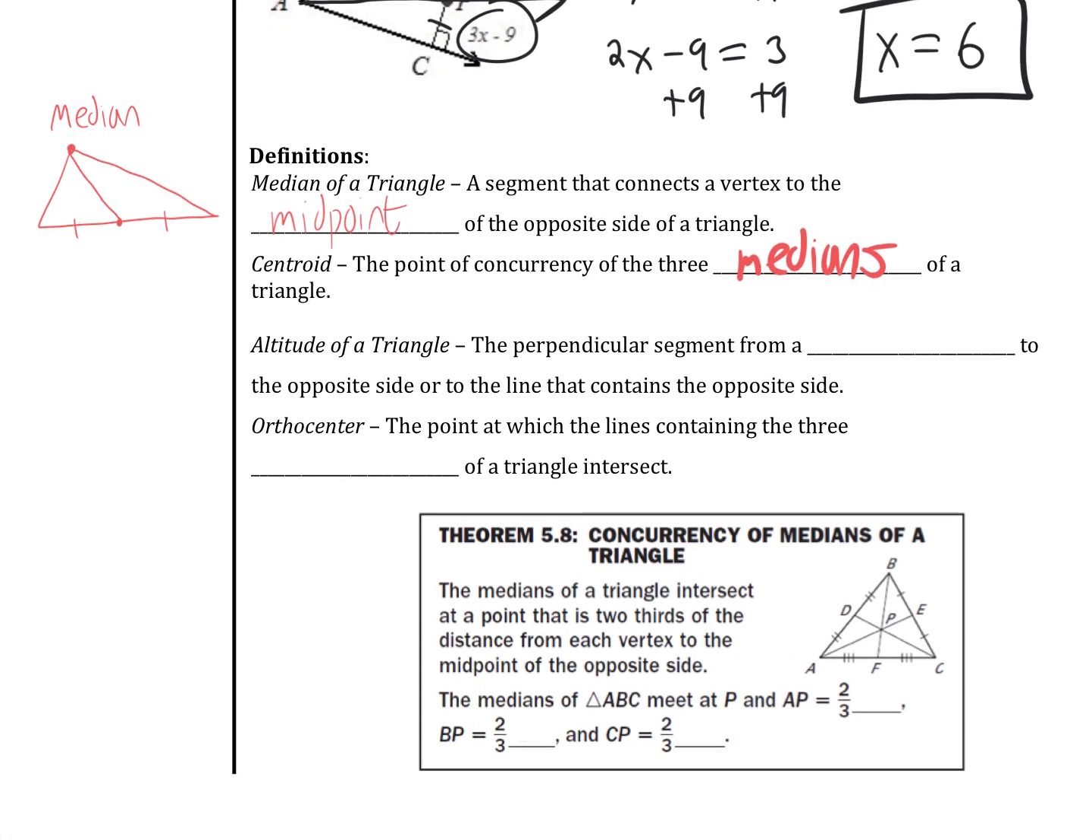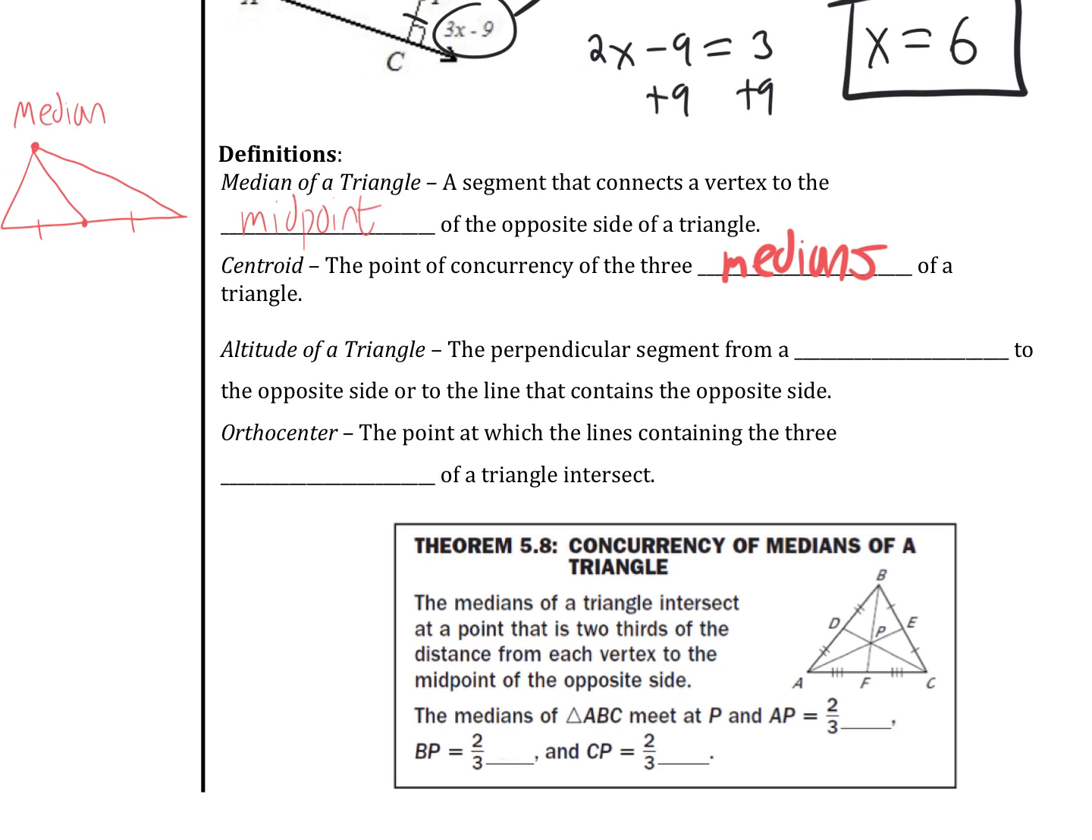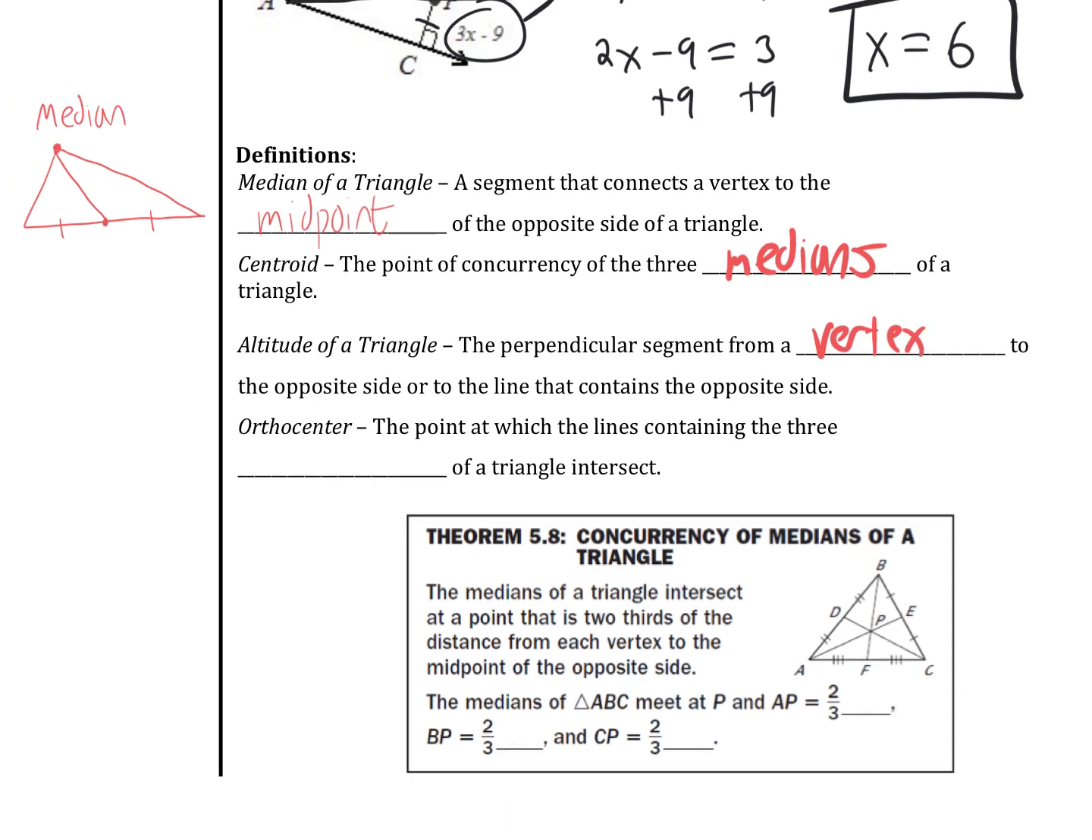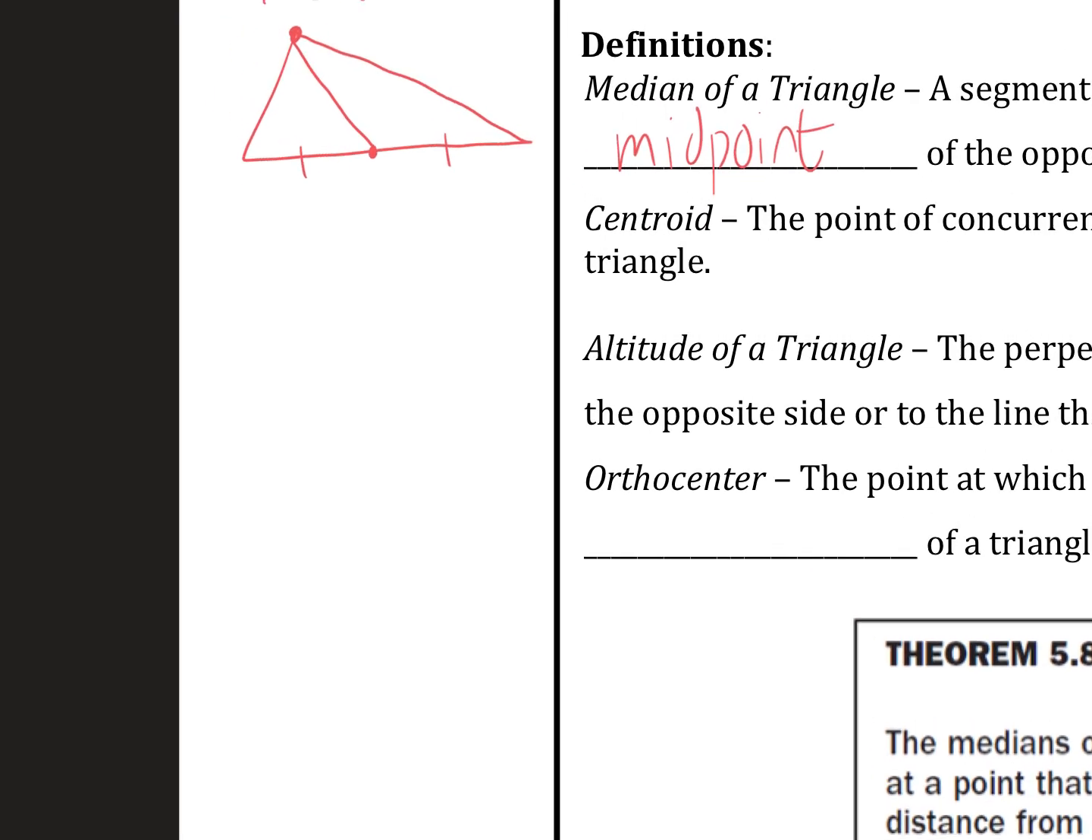Okay, let's talk about altitude now. The altitude of a triangle is the perpendicular segment from a vertex to the opposite side or to the line that contains the opposite side. So let's draw some altitudes here. We'll draw the same triangle. An altitude can be from the vertex, which is the corner, down at a right angle to the other side. Okay, this is an altitude.